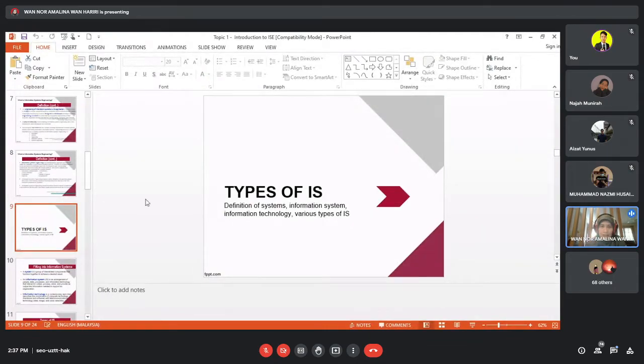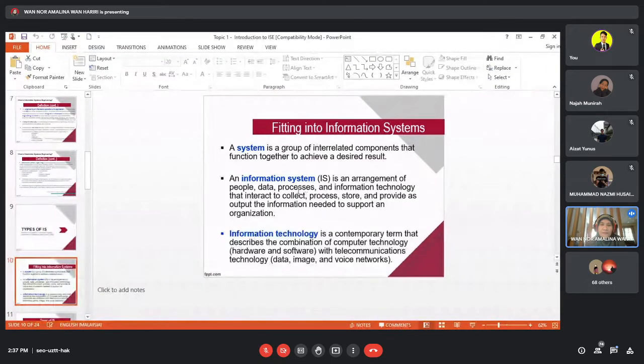Next is about types of information systems. Right? So, kat sini kita akan tengok apa the components of IS. Right. So, system, we talk about system, yeah, it is an interrelated components that function together to achieve a desired result. Kita bila kata sistem, satu sistem tu dia bukan just macam seketul batu yang komponen dia hanyalah batu sahaja. Tak. Okay, a system consists of several components.